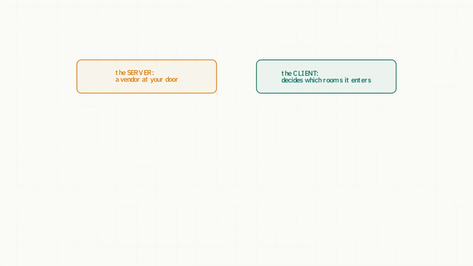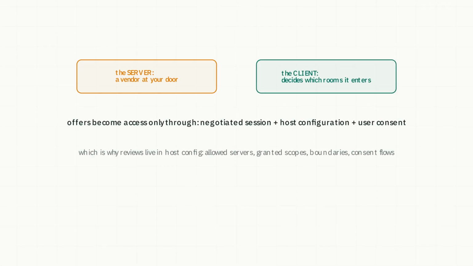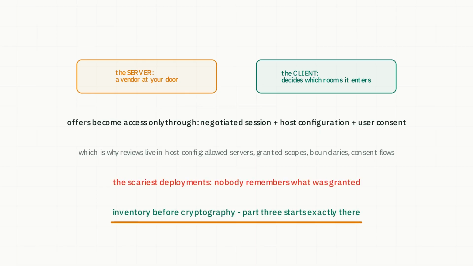Why the client side carries the policy weight in one image. The server is a vendor at your door, the client is the one deciding which rooms it may enter. A server can offer anything, only the client's negotiated session, the host's configuration, and the user's consent turn offers into access. That's why MCP security reviews spend most of their time on host configuration, allowed servers, granted scopes, route boundaries, consent flows, and why the scariest deployments are the ones where nobody remembers what was granted. Inventory before cryptography. Part 3 starts exactly there.